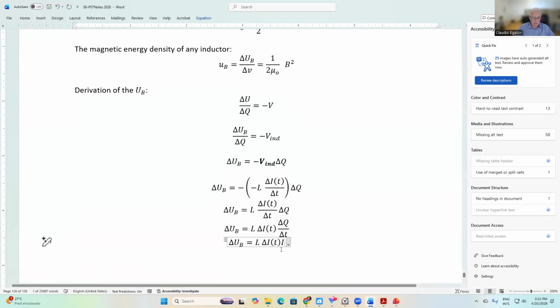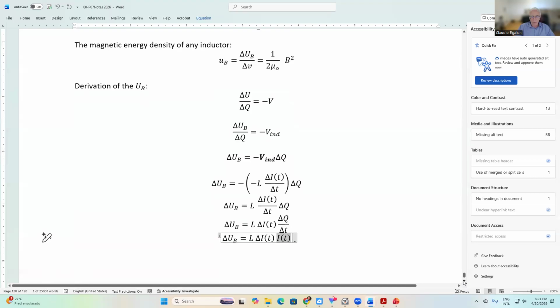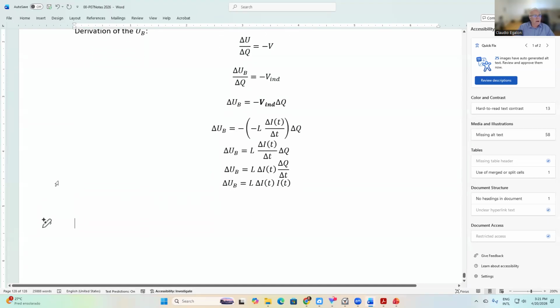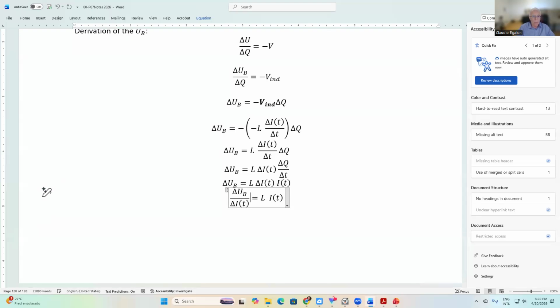Here you go. Delta Q over delta T becomes I as a function of time. Here's the change in the current, and here's the current itself. Change in current and the current itself. And what else can we do? We are going to do a mathematical trick: I'm going to pass my delta I to the other side. And we have this equation.